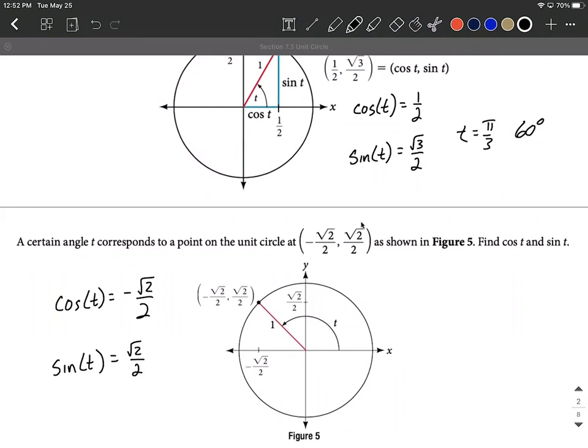All right, hope this helps out. So we're getting used to the unit circle and picking out sine and cosine based on the terminal points. Good luck.